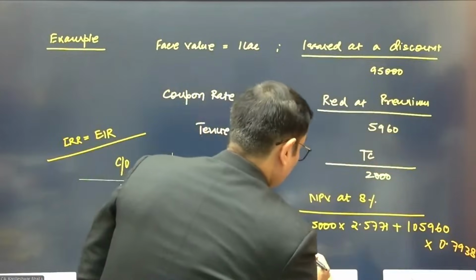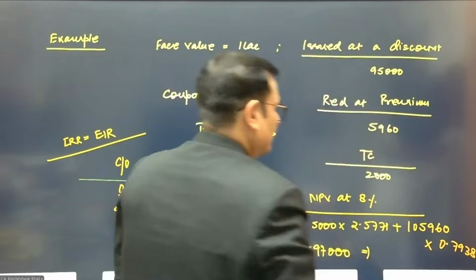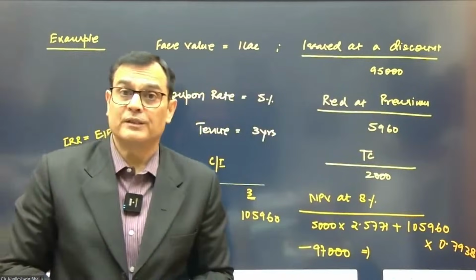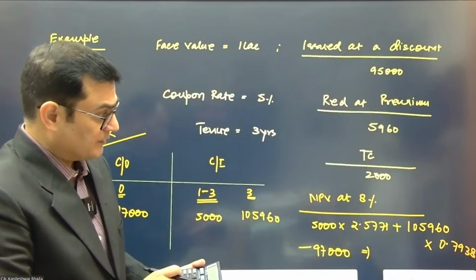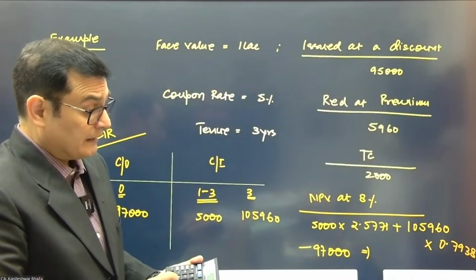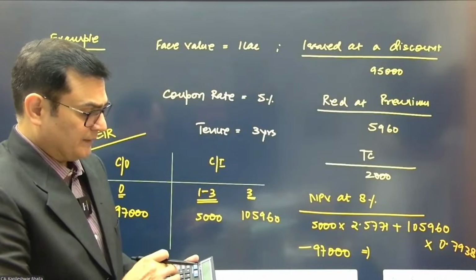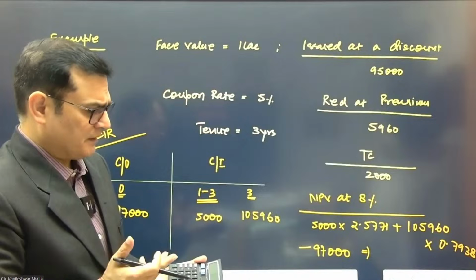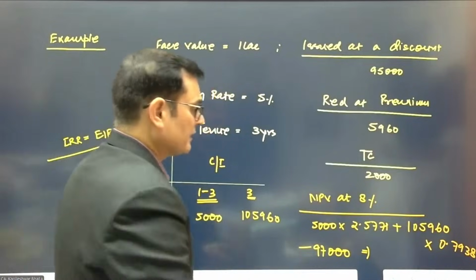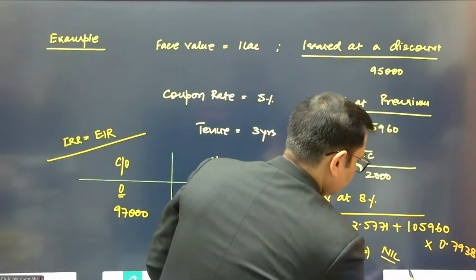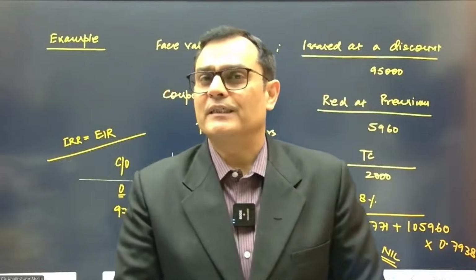So this is the inflow minus the outflow of 97,000. Let us see what the NPV is. If it is 0, that means this is the internal rate of return. So 105,960 into 0.7938 is 84,111. And this is coming to approximately 0, a difference of around 3 rupees or so. So this is effectively 0. This means the internal rate of return of the deal is 8%.